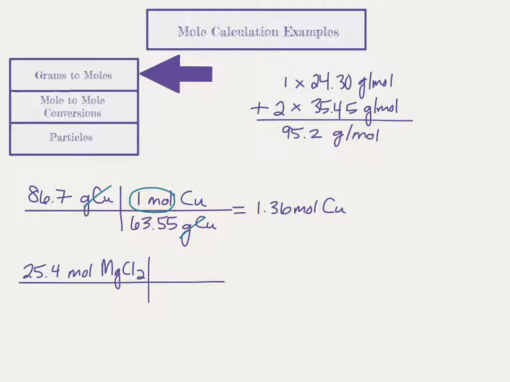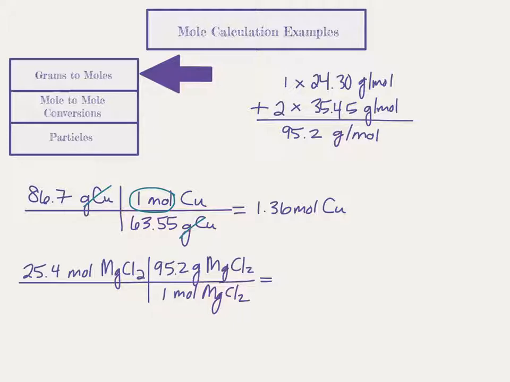Now we know that for every mole of magnesium chloride, we'll have 95.2 grams of magnesium chloride. You may notice that I take the time to write the unit and the chemical in each part of the dimensional analysis. This is actually really helpful for checking your work later on to make sure that all of your units cancel.